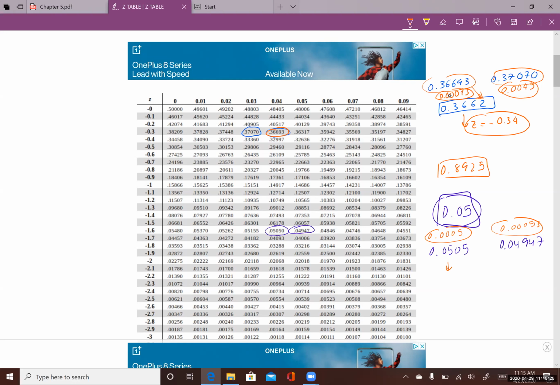So the z value for 0.0505 here is negative 1.64. And the z value for 0.04947 is negative 1.65. And then we need to take the average of these two values. So you take the average and you get negative 1.645, which is the average. And negative 1.645 will be the z value that corresponds to 0.05.